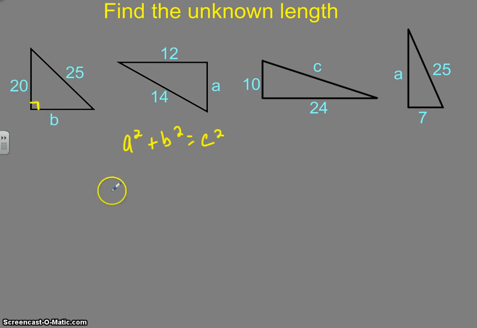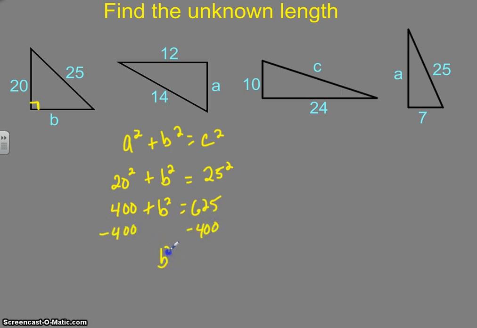I'm just going to substitute what I have. So for A, I've got 20, but I've got to square it. I don't know what B is, so I'm going to leave it. I know what C is, and that's 25. I'm going to square it. Okay, 20 squared is 400 plus B squared equals 25 squared. Let's kind of go back. 25 squared is 625. Okay, I'm going to subtract 400 from both sides. I'm solving the equation. B squared equals 225.